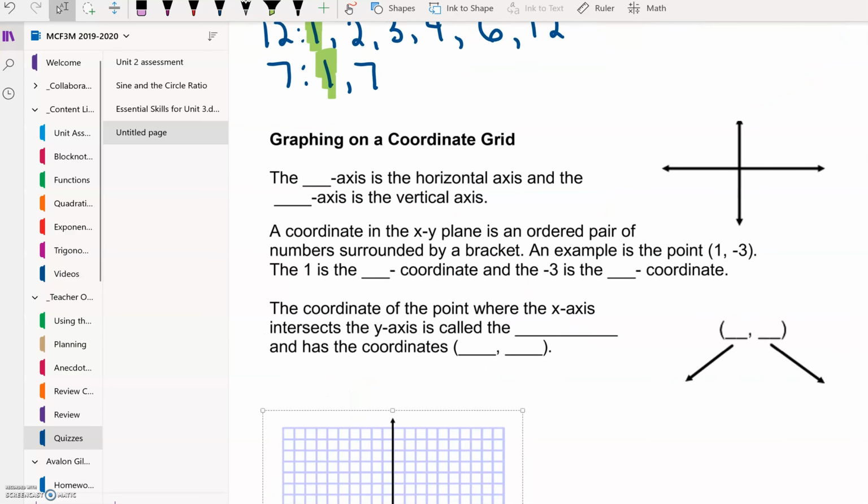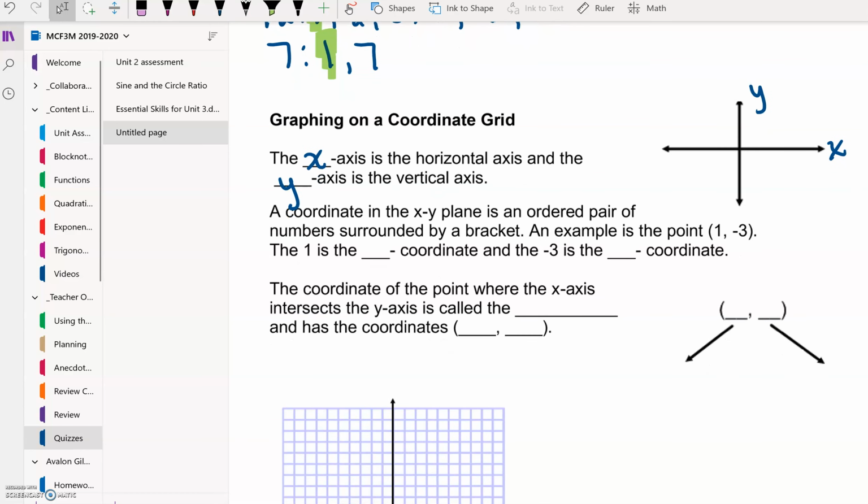So we have to fill in a couple blanks here of graphing on a coordinate grid. The x-axis is the horizontal axis. So whenever you have a graph, you want to write down that the x-axis is the horizontal line, and the y-axis is the vertical line. Anytime you write a graph, you want to have x and y on there.